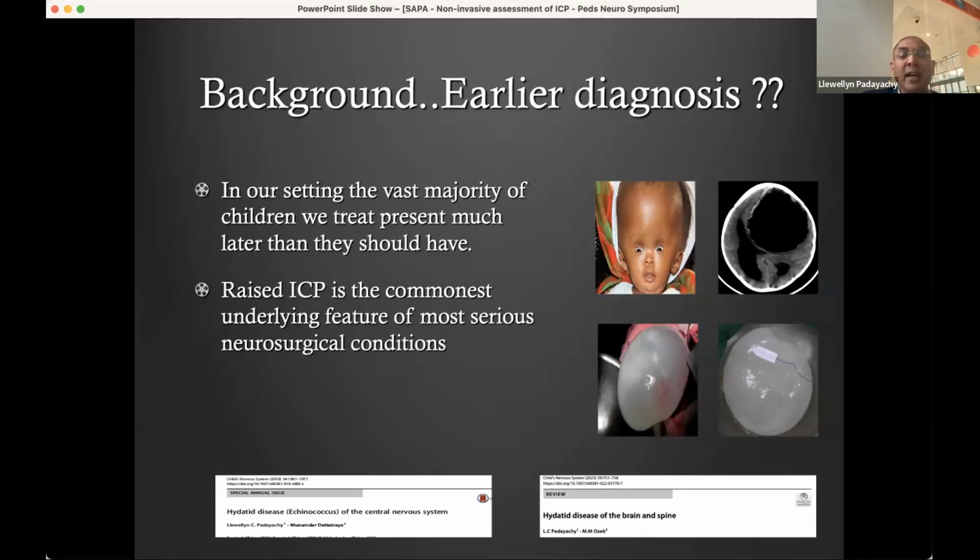And in our setting, unfortunately, raised ICP, I would argue, is the commonest underlying presenting symptom complex for most serious neurosurgical and maybe even neurological conditions. So if we were able to diagnose this, like I've said a few times, with the degree of accuracy that a thermometer diagnoses raised temperature, I think it would step up our diagnostic capacity and our screening capacity for these children a lot better. So the point here is, even though it's from our point of view nice to take out an intact cyst like this, the goal would be to diagnose this so much earlier that you don't have to take out such a large tumor or a cyst or hydrocephalus, whatever the case may be.